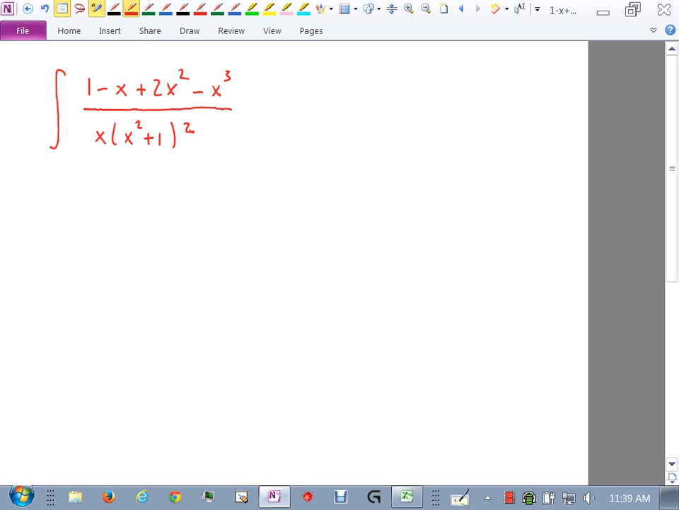So what are you thinking here? Degree of the numerator? 3, right? Degree of the denominator? 5, right? Because you got x squared plus 1, you're going to square it. That would give you an x to the 4th term. Then you have an x out here, so x to the 5th. So we do not need long division, right? If we did need long division, what would we have to do? We'd have to expand all this out and then line everything up and then do our long division.